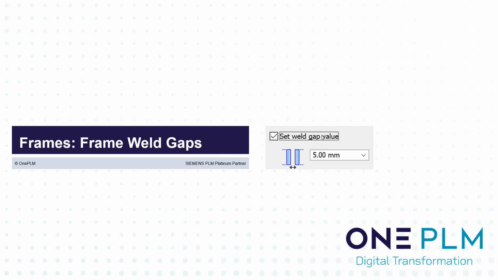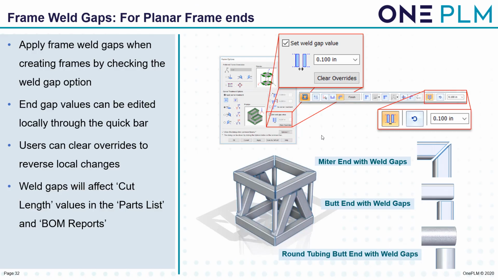Other things that we're waiting for, frame weld gaps. This is within the options, so we can add this either globally, or to each separate end condition. We can override these, so if there are some 3s and 2s, and we want to do everything 4 or a different value, we can go in and change those. These work with different options: miter, butt, and round tubing as well. These will affect the cut length in the parts list and your BOM reports as well.